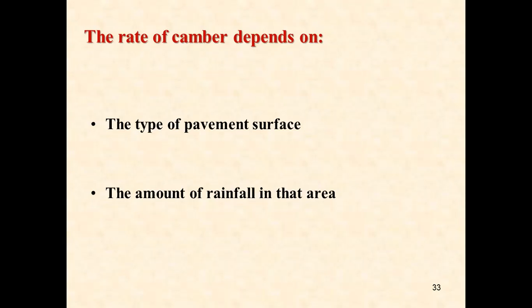And we also have to take care of the pavement surface. If it is cement concrete, sometimes it will be very difficult. Bituminous pavement is okay. Earth roads and gravel roads are also difficult to maintain the camber. So based on that, we are going to design the camber. One factor is the pavement surface, and we will be looking into it. The other factor to be considered is the amount of rainfall.